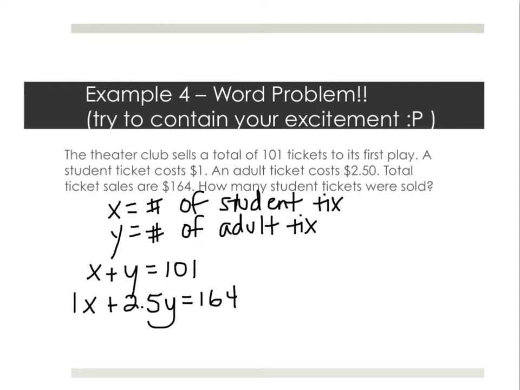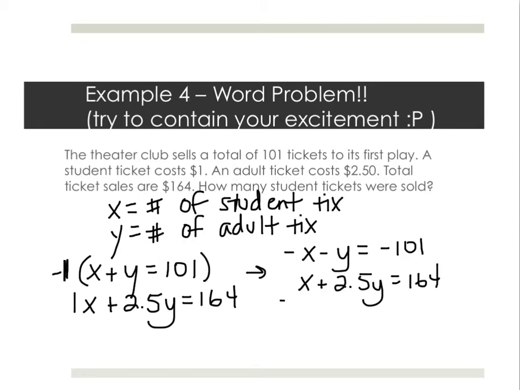So that's a nice system because we're going to be able to eliminate. We're just going to take the entire first equation and multiply by negative 1. Make sure it's nice and visible there. That gives me negative x minus y equals negative 101. And we'll keep the second equation the same.